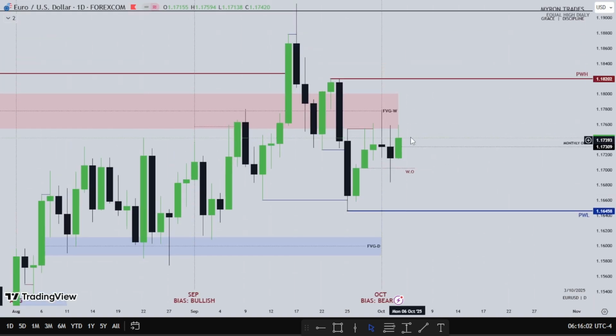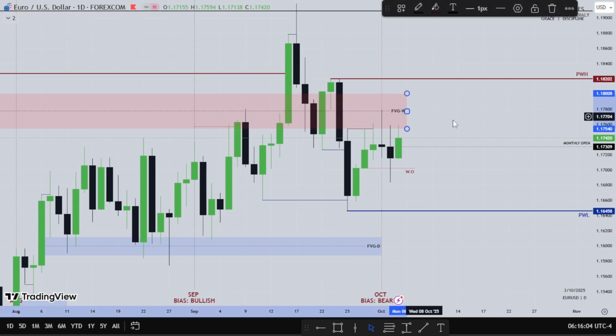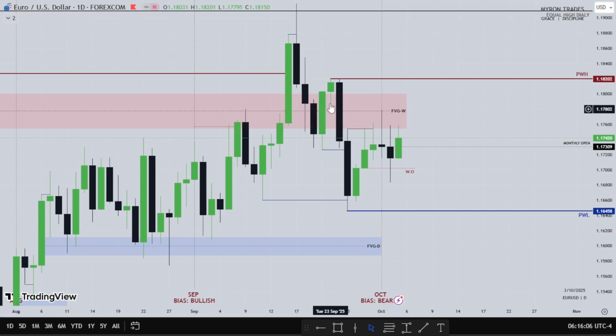So this fair value gap was from the weekly time frame, but there's a daily fair value gap right here that was overlapping with the weekly fair value gap. So we see Monday trades higher, Tuesday trades higher, Wednesday trades higher, find resistance at that fair value gap, the midpoint of it. Then Thursday trades lower, and Friday retraces back into this weekly fair value gap.